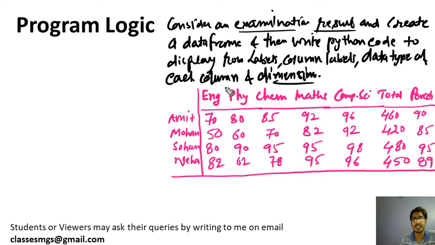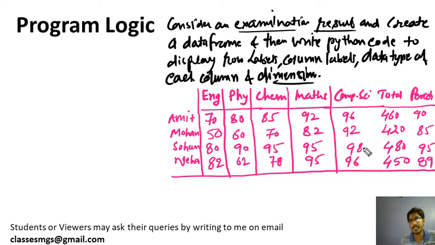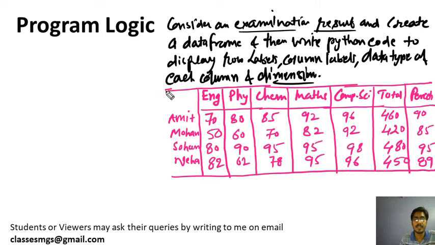for any unit test or examination. This is your result list. So this is what we need to consider as an examination result. Now we need to write the Python code to create this data frame, and then tell what the row labels, column labels, data types, and dimension are.